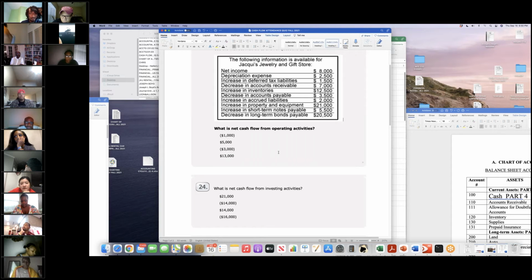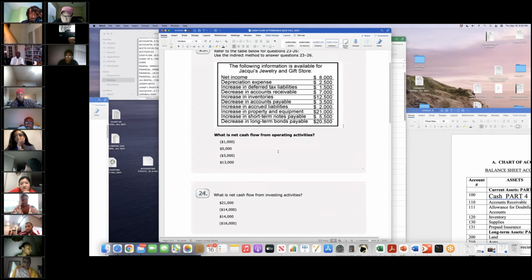You have net income. For part 1, you're going to have net income 8,000. Depreciation expense is 2,500. For decrease in current assets, accounts receivable, that's 7,000. Increase in current liabilities is note payable, 5,500. Accrued liabilities 2,000, and then that total I got 25,000.